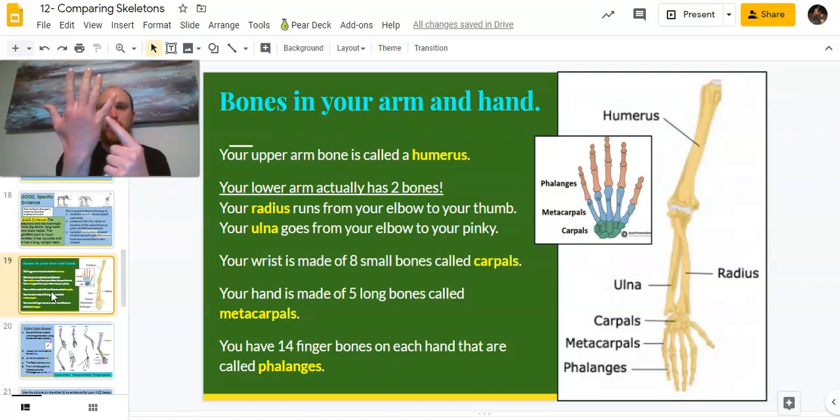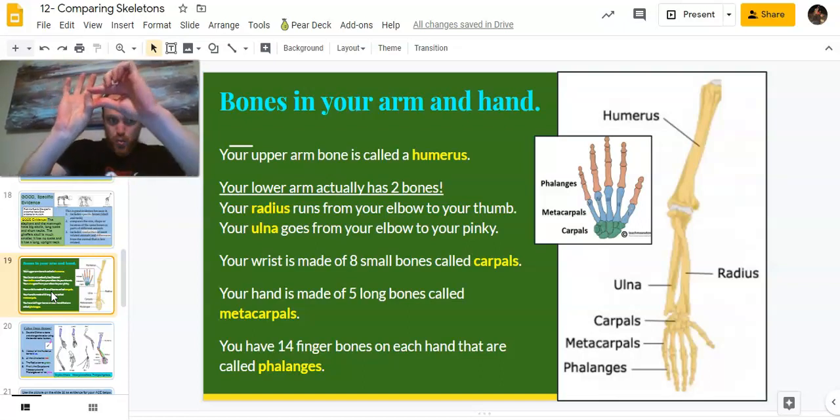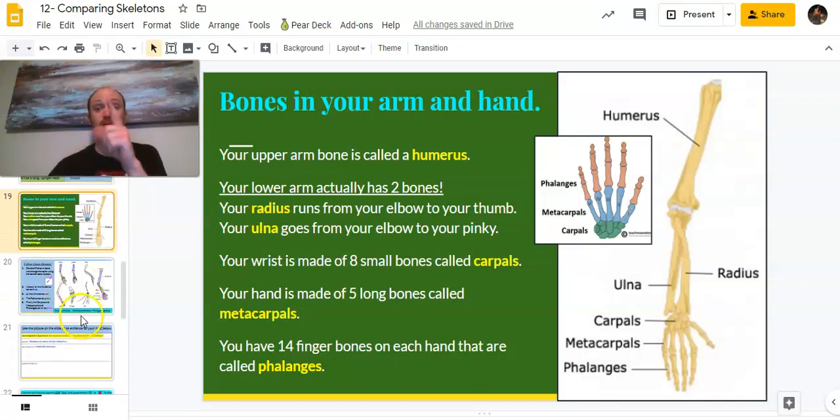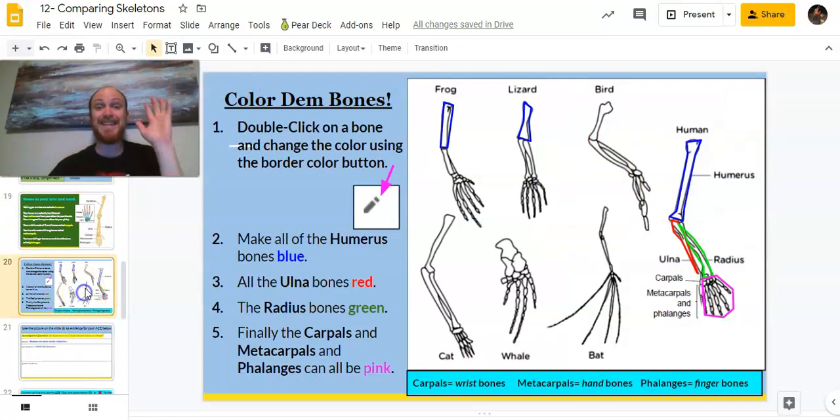That makes sense because you have 1, 2, 3, 4, 5, 6, 7, 8, 9, 10, 11, 12. These four fingers have two joints, so three bones each, but your thumb only has the 1 and the 2. So there's 12, 13, 14. 14 in your hand. And you have the same number in your toes, which is crazy. I think they're called phalanges in your toes as well. Okay, that's a little background info because on the next slide, you're going to color some of these.